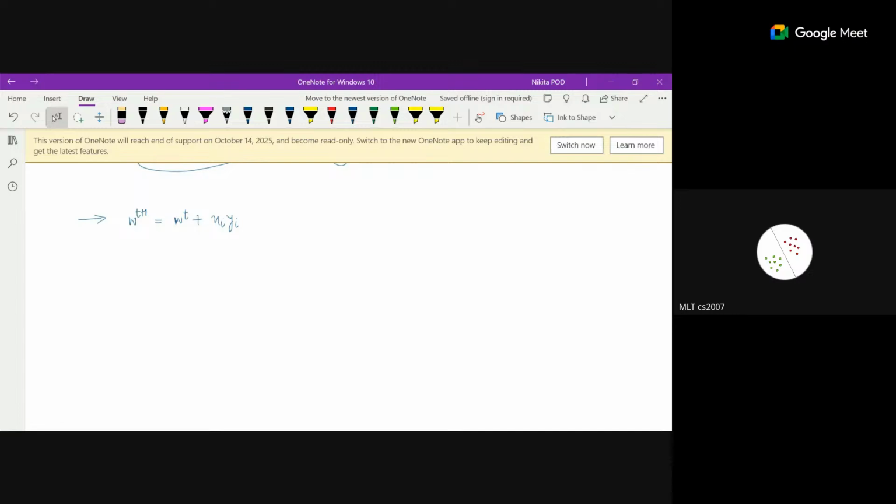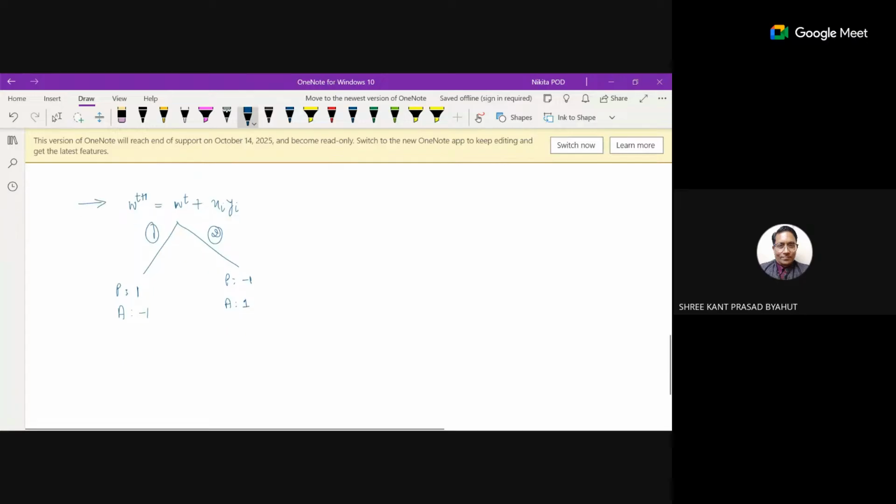We had seen that there are two types of mistake that can happen. What is the first mistake? If W_t transpose X_i is greater than or equal to 0, so it is predicted to be 1, but the actual is -1. And the second is W_t transpose X_i less than 0, predicted to be -1, but actual is 1. That I know, but how will we find from the value of W that it is in the right direction after this update?